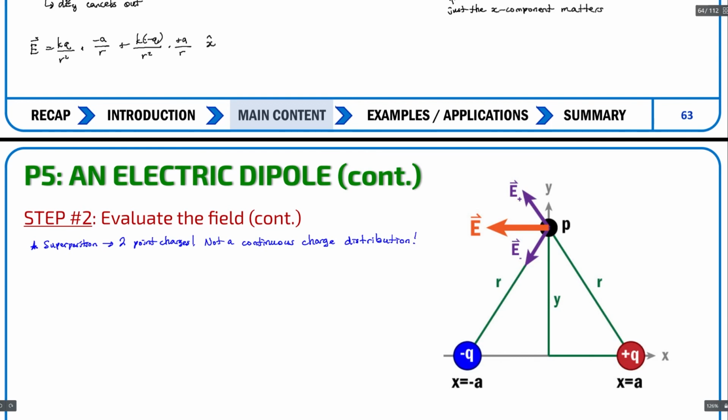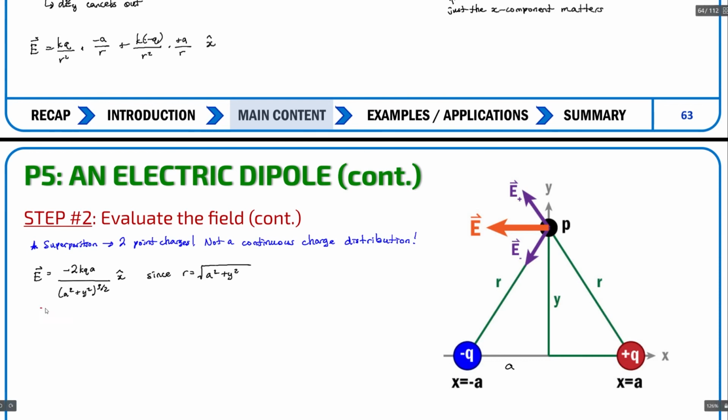Continuing on, we have E being equal to, we can add the two of them up and we end up with minus 2kQa divided by a squared plus y squared to the power of 3 over 2. Why? Because, and let's put this in the x direction, r is equal to the square root of a squared plus y squared, since this is a and that's y. So that is actually the answer.